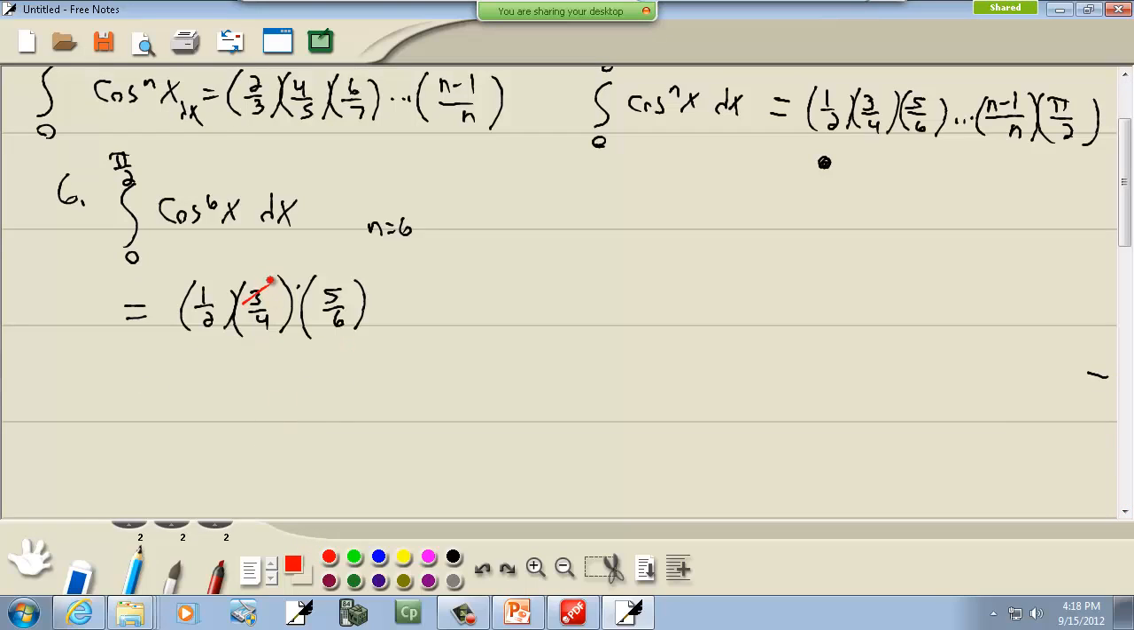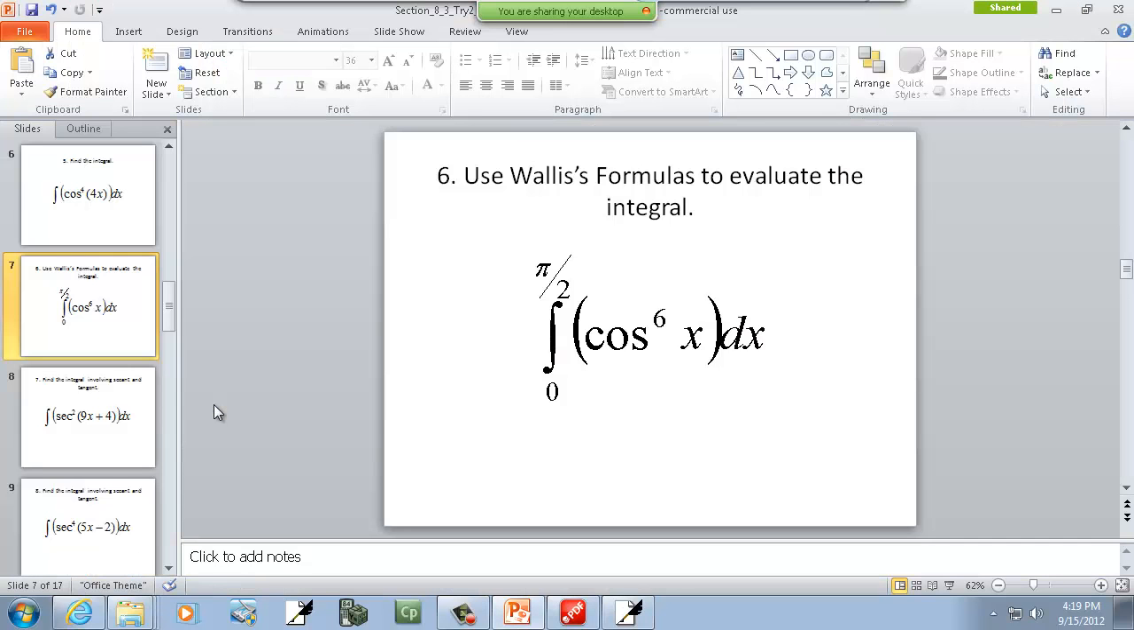Now let's simplify this. 3 and a 6, both divided by 3. That gives me 1 there, gives me a 2 here. Multiply the top parts together. 1 times 1 times 5 is 5. And the bottom parts, 2 times 2 is 4, times 4 is 16. So our answer would be 5/16.